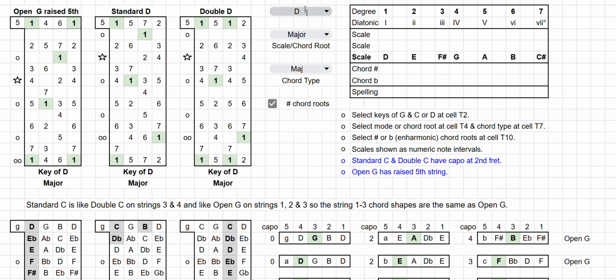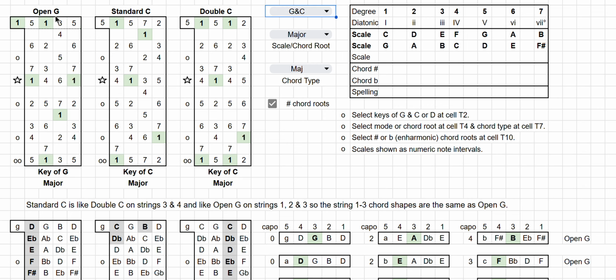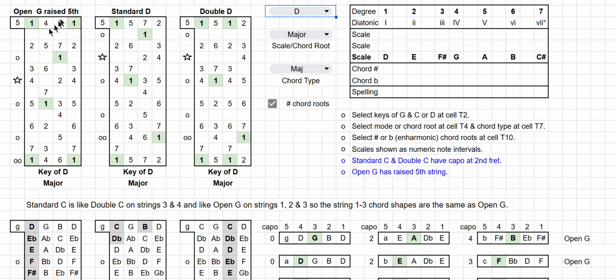Here we see open G tuning, where we have the fret intervals for playing in G and for playing in C, in standard C and double C. And you can see the differences. We can also play in D in open G just by changing the 5th string from G to A for a dominant drone.